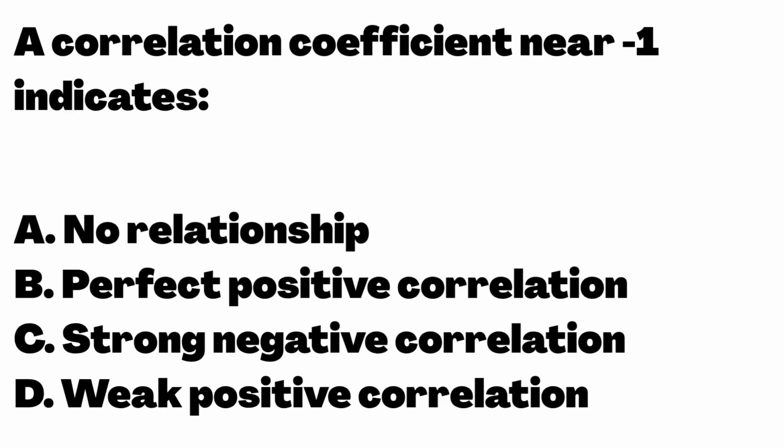A correlation coefficient near -1 indicates A. No relationship. B. Perfect positive correlation. C. Strong negative correlation. D. Weak positive correlation. The correct response is C. Strong negative correlation.